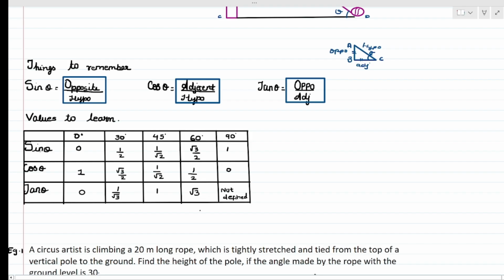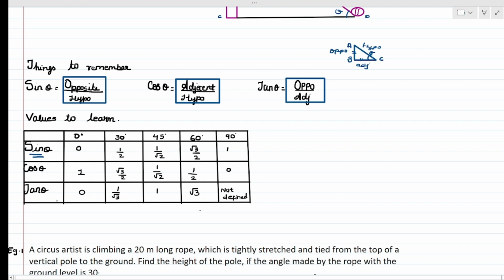What you need to learn? Only learn your sine theta. Only memorize this sine theta. You can completely automatically learn your cos theta and tan theta. Why? Because cos theta is the opposite of sine theta. Convert, reciprocal it. From 0 to 90 is your sine theta. From 90 to 0 is your cos theta: 1, root 3 upon 2, 1 by root 2, 1 upon 2 and 0.